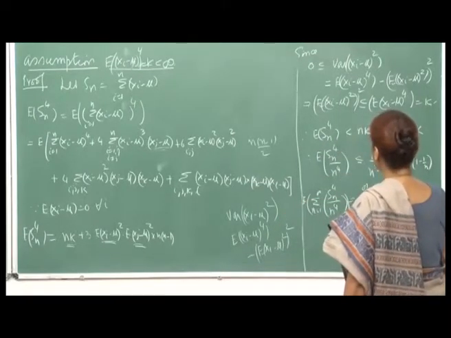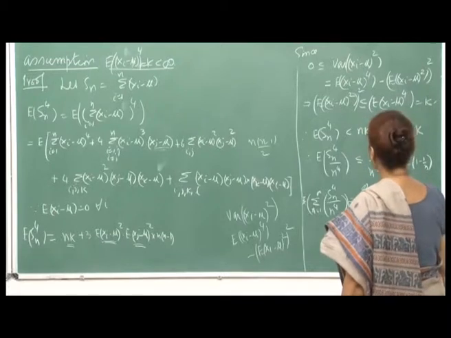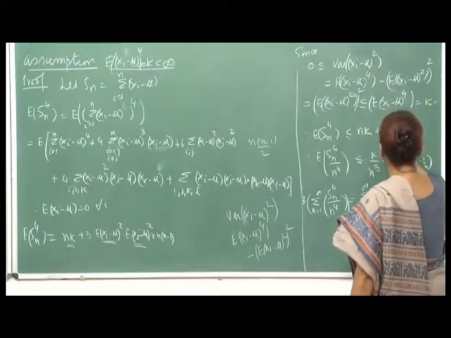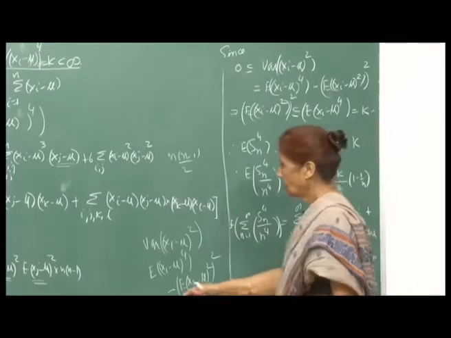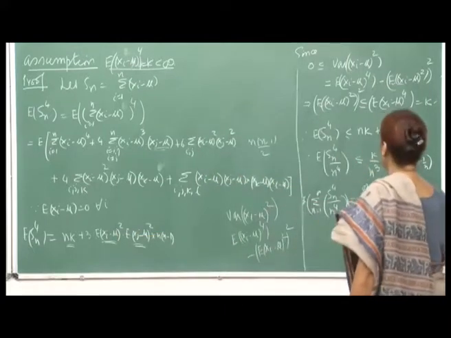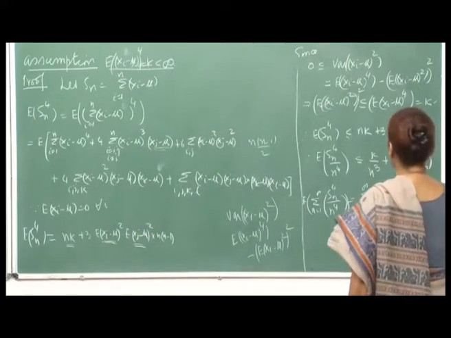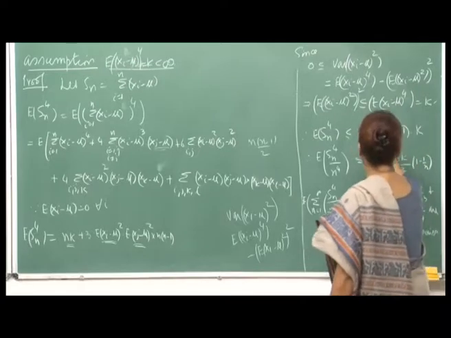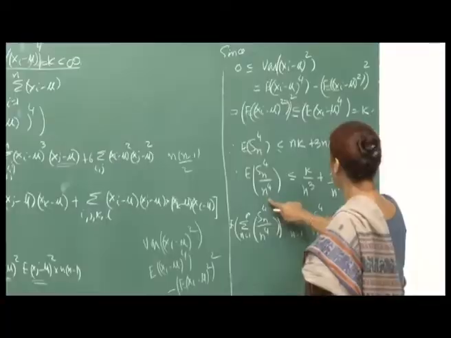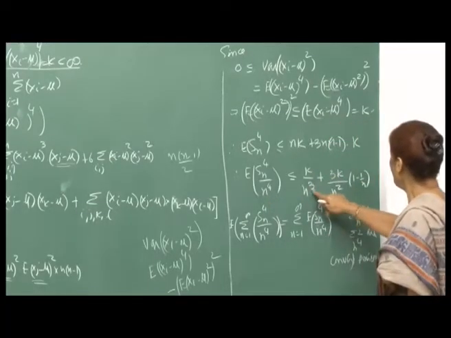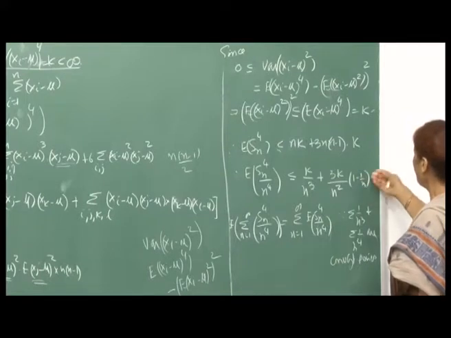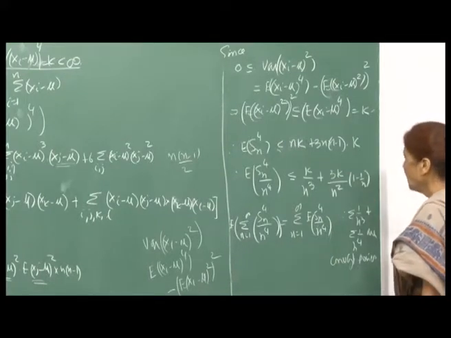So, expectation of S n to the 4 is less than or equal to, if you want to write, n k plus 3 n into n minus 1 into k, because each of them is less than or equal to root k. So, that becomes k here, right. And therefore, when you divide both sides by n raised to 4, expectation of S n 4 divided by n 4 becomes k by n cube plus 3 k upon n square into 1 minus 1 by n. So, this you can neglect for large values of n, this will become 1, right.